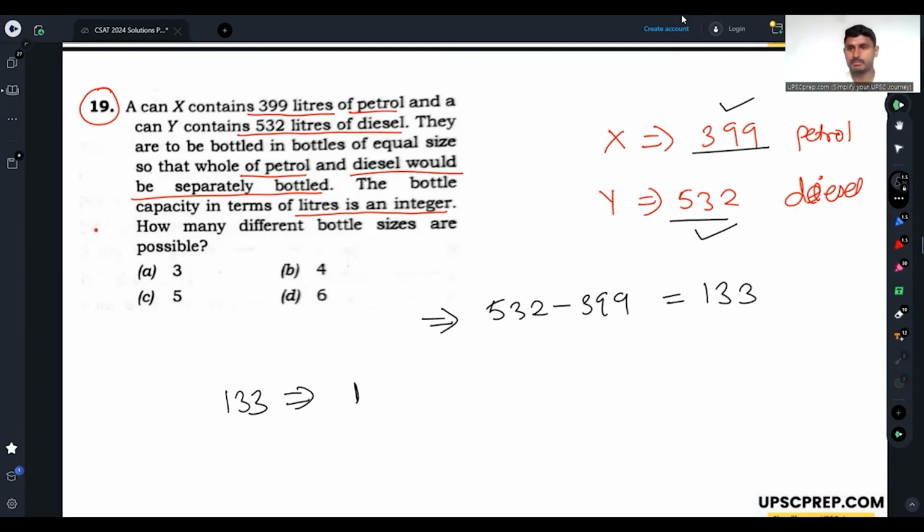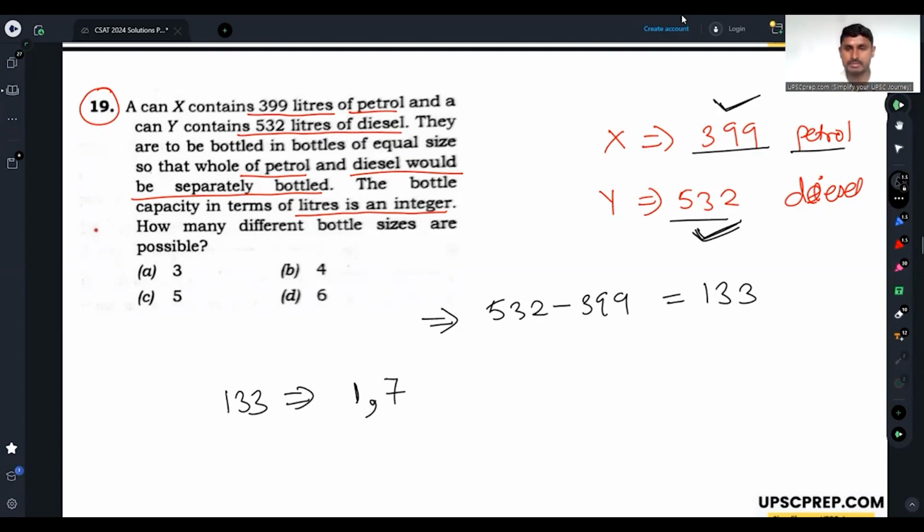तो 133 के कौन से factors होते हैं? 133 is divisible by 1. मतलब if I just bring a 1 liter capacity bottle, so I can keep petrol as well and I can keep diesel as well, because 399 bottles of petrol will be there and 532 bottles for diesel will be there, all of equal sizes. This is one possibility.